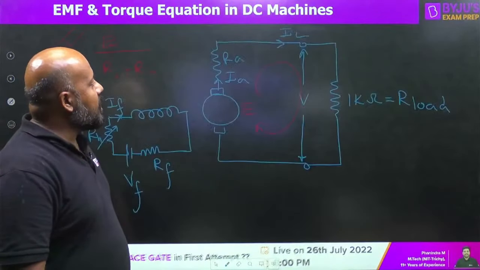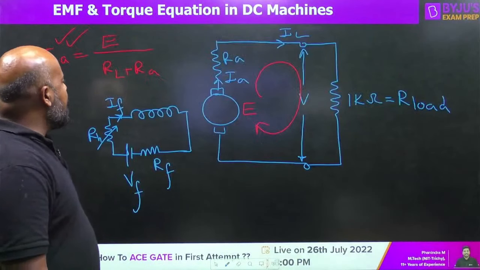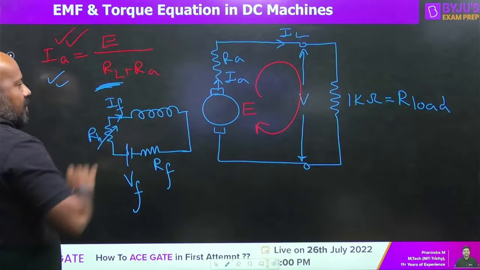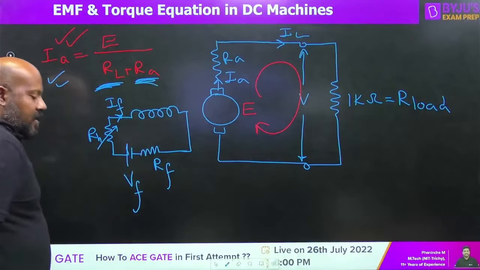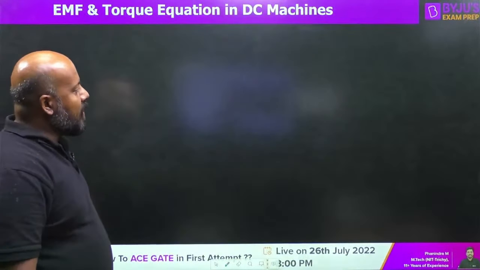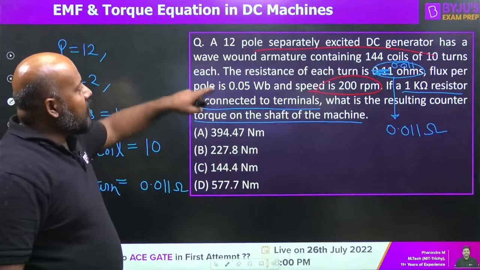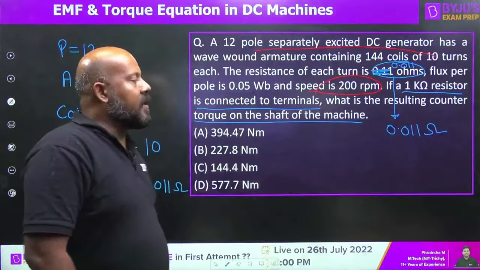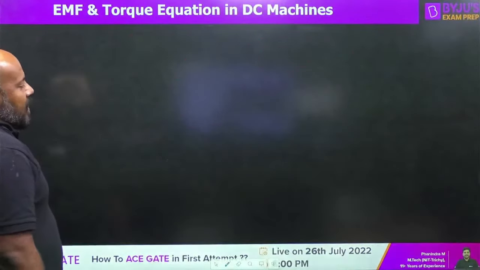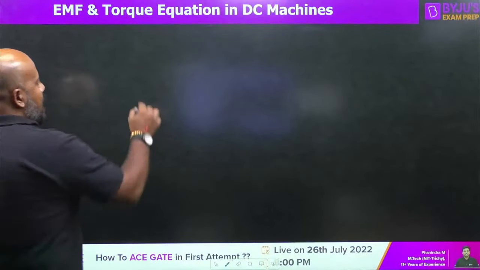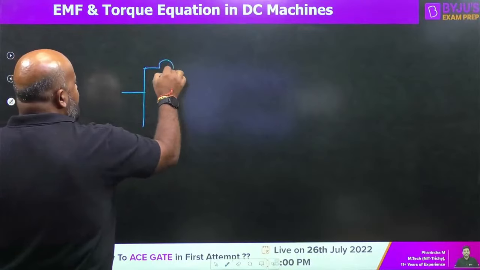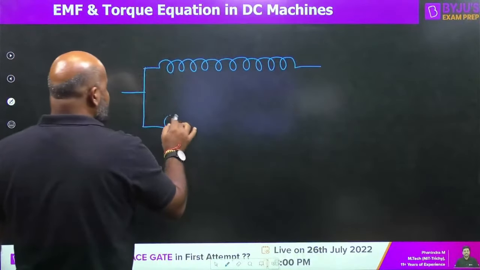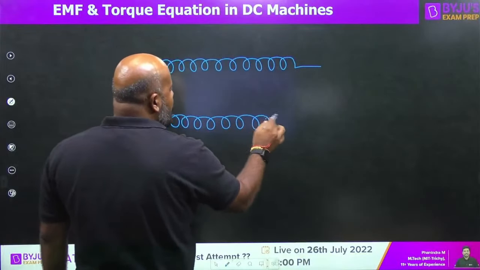But there is a problem. I told you very easily how to find the armature current. The problem is the load resistance is there, 1 kilo ohm, but the armature resistance is not directly mentioned. If you read the problem carefully, he is giving you the resistance of each turn. Now here you have to apply the knowledge of winding. The given winding is a wave winding, so there can be only two parallel paths.